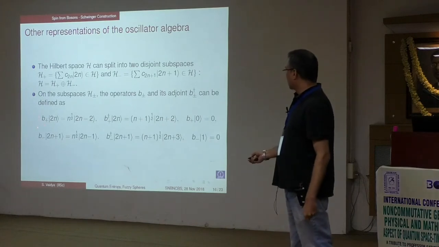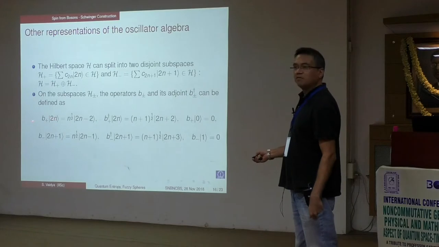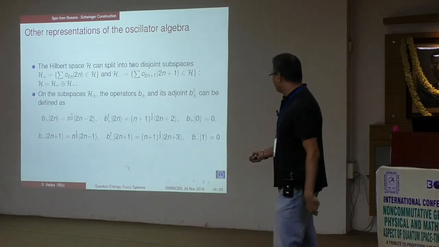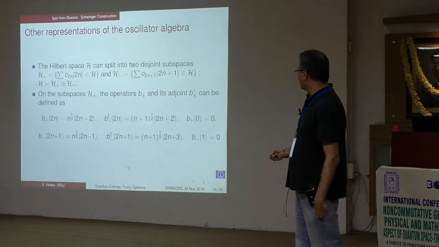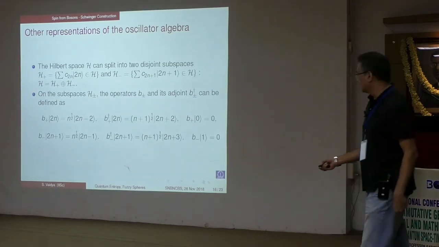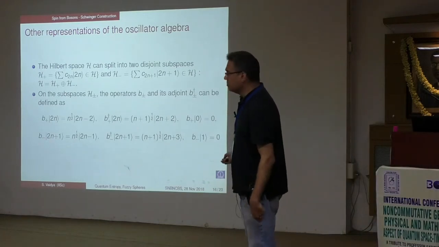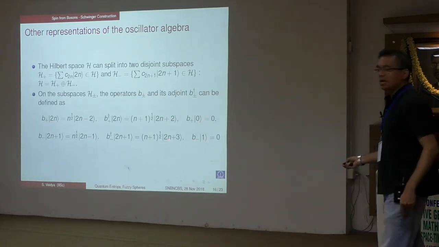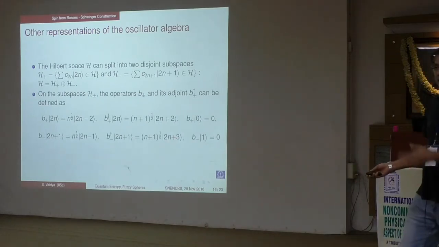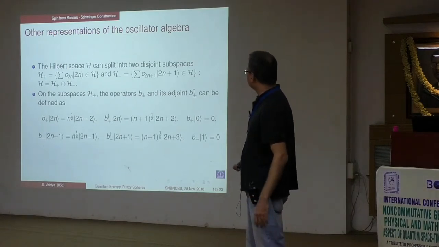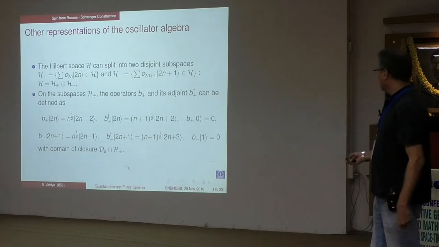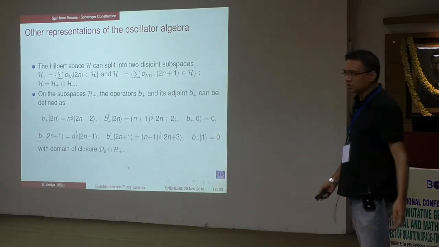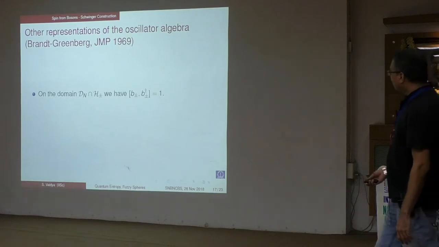So B plus, because it acts on H plus, takes a state with an even number of quanta, 2n, and reduces the number by 2. B plus dagger increases it by 2. So B plus and B plus dagger keep you inside H plus. Similarly, B minus and B minus dagger keep you inside H minus. B plus annihilates the vacuum that I had written earlier. B minus annihilates the state with one quantum in this way of labeling with n. And B and B dagger are well defined on the domain: if you take DA intersected with H plus or H minus and then close it, then B and B dagger are well defined there.